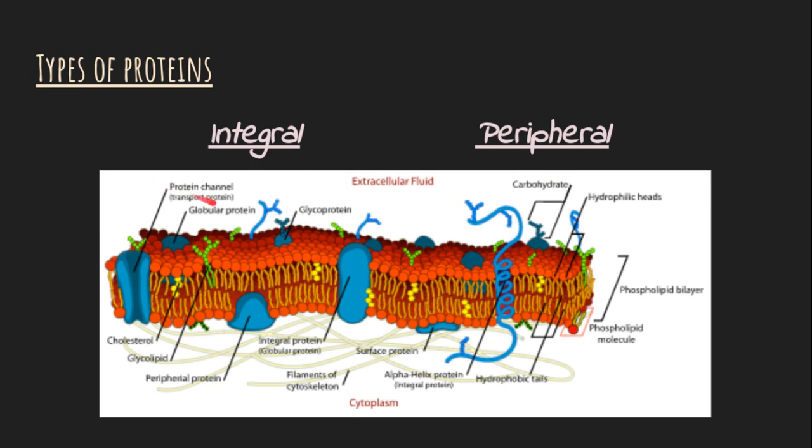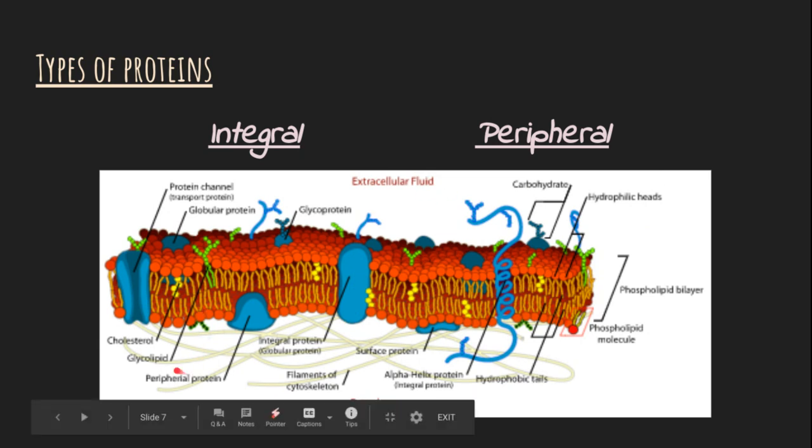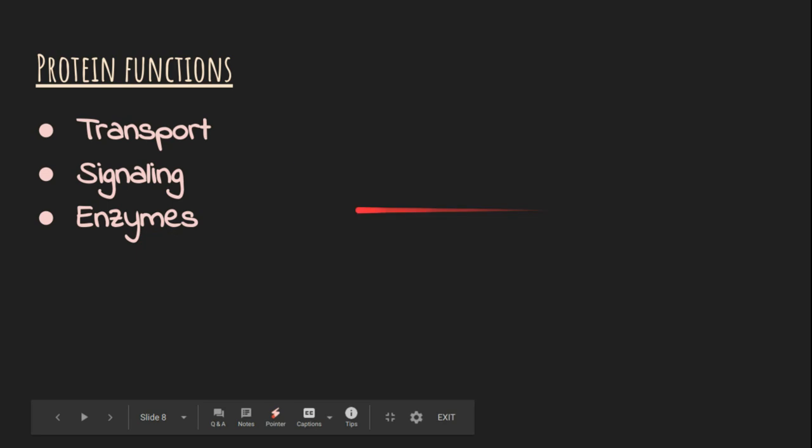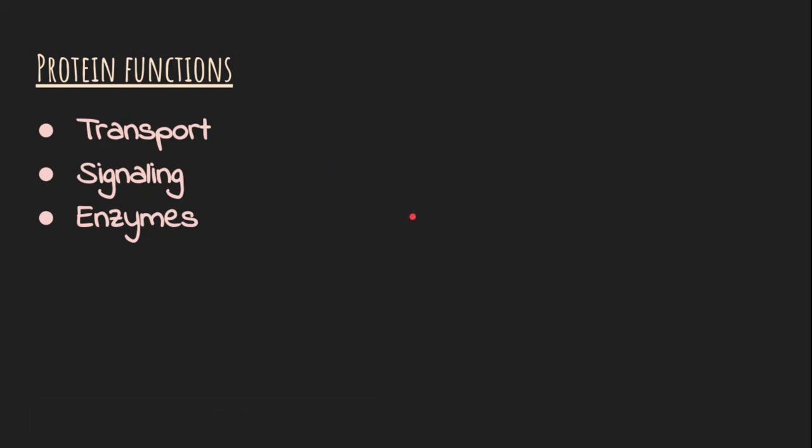Okay, so these are the two types of proteins I'm going to be talking about. We have integral proteins and peripheral proteins. Integral proteins are the type of proteins that go all the way through the membrane. Peripheral proteins are the proteins that are kind of stuck on the side. They don't go all the way through, and they're called peripheral proteins.